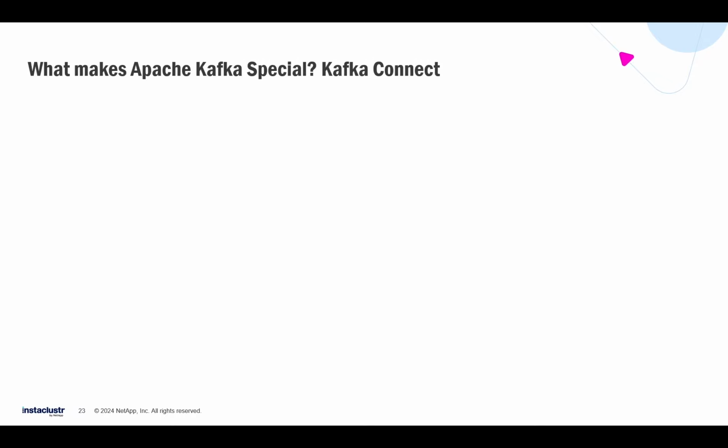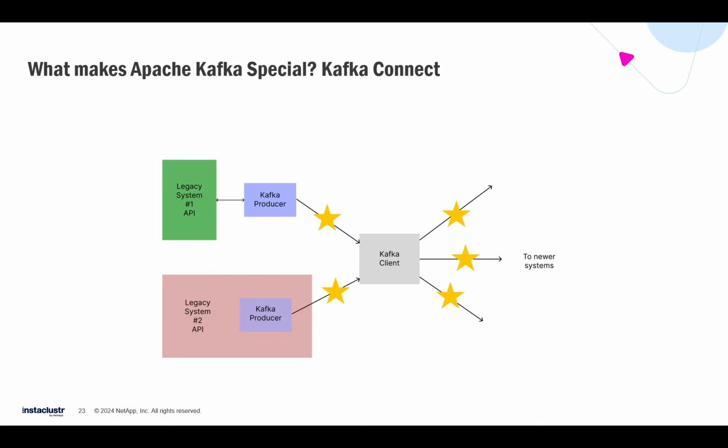You can move your data into and out of almost any system with the Kafka Connect API. This makes Kafka extremely useful in situations where you have legacy systems that need to talk to newer code. You can use Kafka as a broker between these two sources. You can also migrate data from legacy systems to newer systems using Kafka Connect.